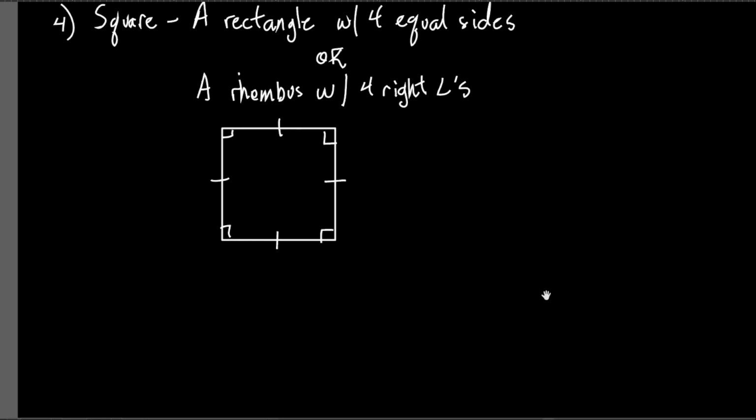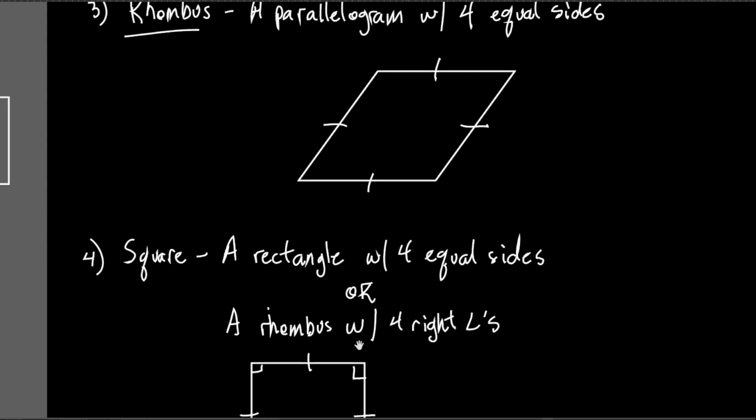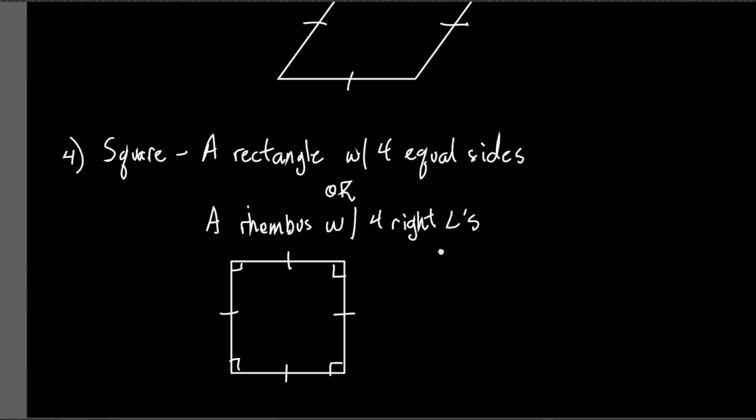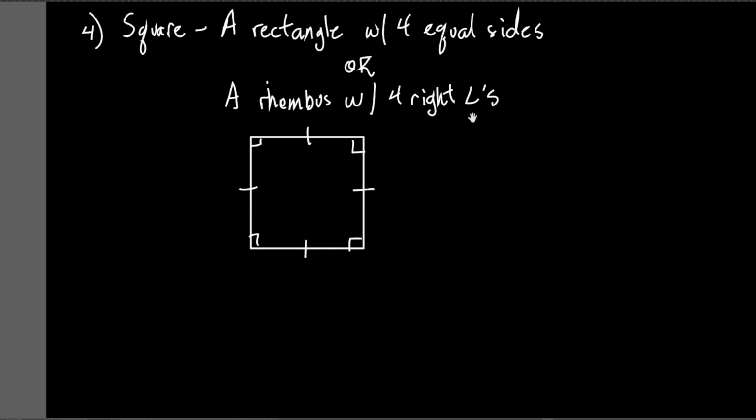Okay. Now, is every rhombus a square? No, because this is a rhombus right here, but it's not a square. Is every rhombus a square? No. Is every square a rhombus? Yes. Look, this is a square. Is every square a rhombus? Yeah, because a square has 4 equal sides, right? And a rhombus has 4 equal sides. So yeah, that's true. Is this a parallelogram?